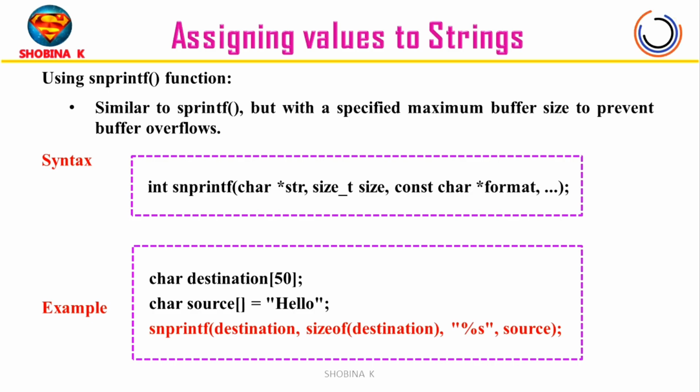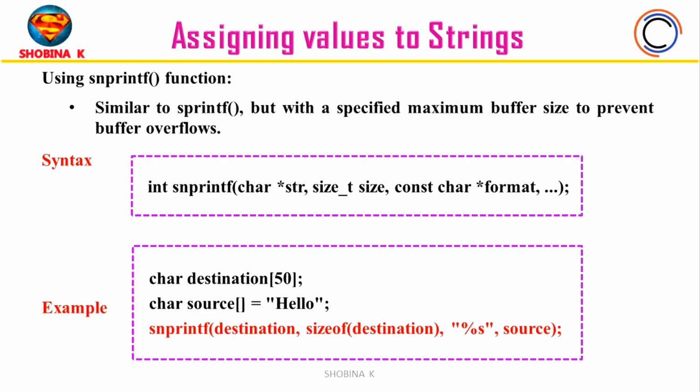const char *format. This is a pointer to a constant format string that specifies the format of the output. It contains the format specifiers like %s, %d, %f, etc. And it defines how the data should be formatted. And ellipsis indicates that snprintf function can accept variable number of additional arguments after the format parameter. The return value of snprintf function is integer, which tells you if the output fit into the buffer or the data was shortened because it couldn't fit entirely into the buffer.